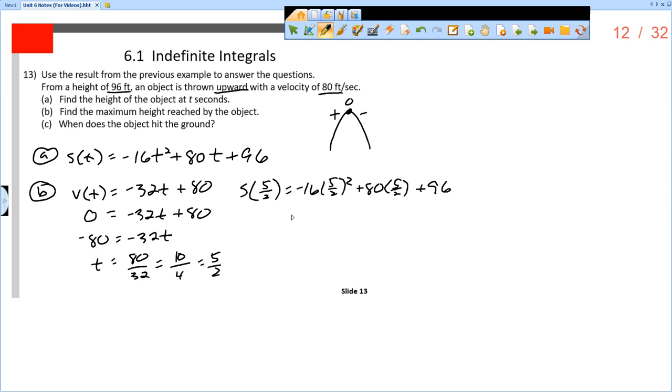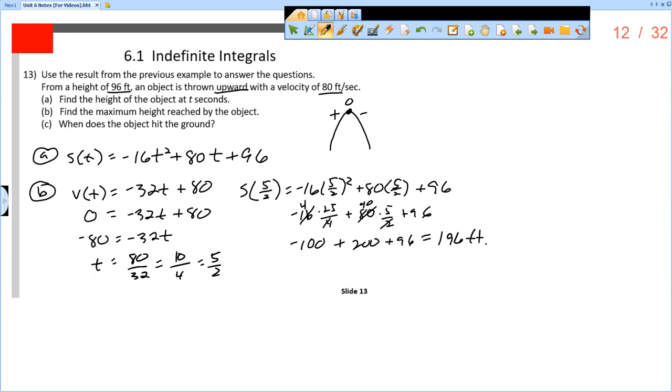All right, so 5 halves squared is 25 fourths. So I have negative 16 times 25 fourths plus 80 times 5 halves plus 96. All right, so 16 and 4 reduce, so that's going to be 4 times 25. So that's going to be negative 100 plus 80 halves, that reduces to 40 times 5, which is 200, plus 96. So 100 plus 96, so 196 feet. That would be the maximum height of the object.